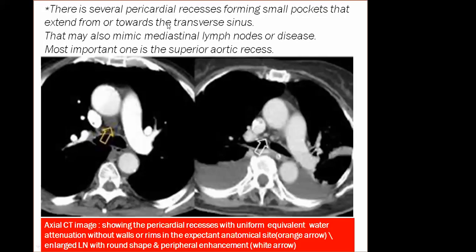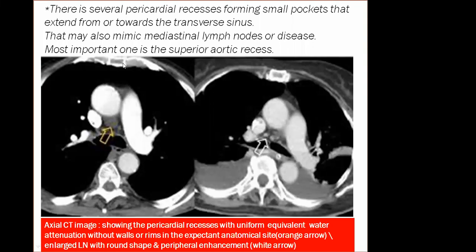There are several pericardial recesses forming small pockets that extend from or towards the transverse sinus that may also mimic mediastinal lymph nodes or disease. The most important one is the superior aortic recess.